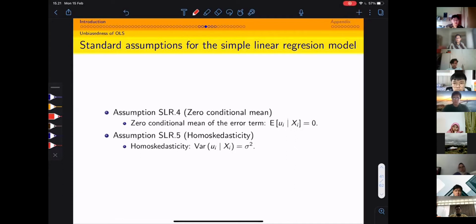So assumption 5 is called homoscedasticity. What does homoscedasticity mean? Homoscedasticity means that the variance of the unobservable variable conditional on x is going to be constant. Again, the conditional variance of the unobservable is going to be a constant. That's why it's called homoscedasticity. What happens if it's not constant? Then it's going to be called heteroscedasticity. We're going to discuss homoscedasticity and heteroscedasticity in a specific chapter, chapter 8. But for now, let's take it as it is.